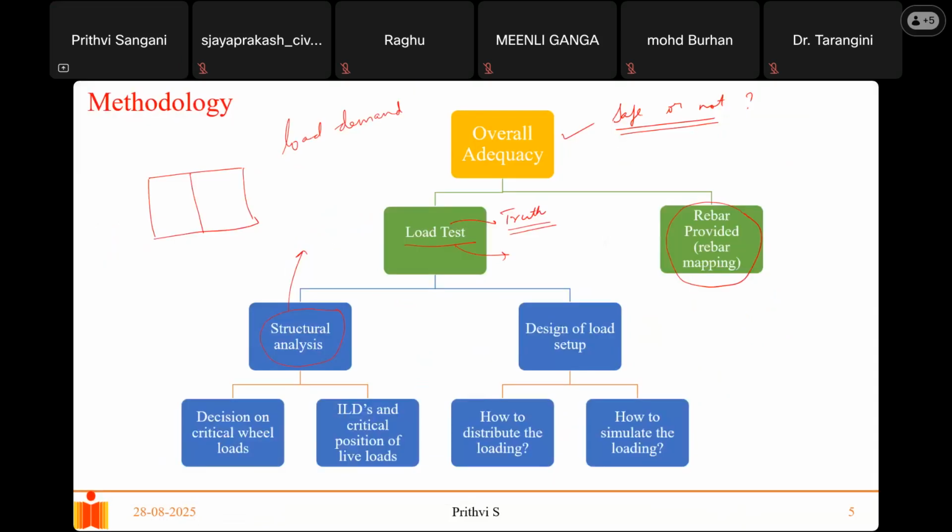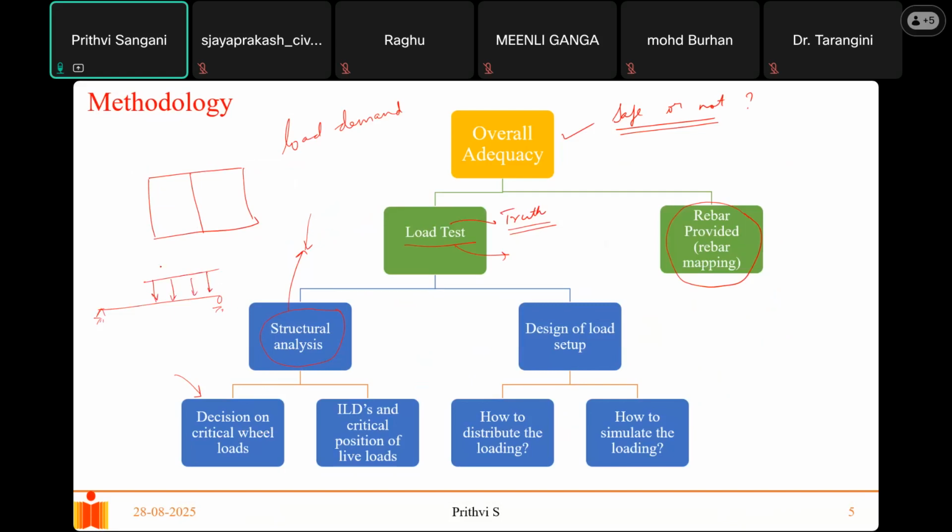Next, to know the load demands, what are the inputs we need? One, we need to make a decision of the critical wheel loads. So here we make use of influence line diagrams. If you remember, in our influence line diagram concept, if it is a simply supported beam, right now our loads are actually train of loads.